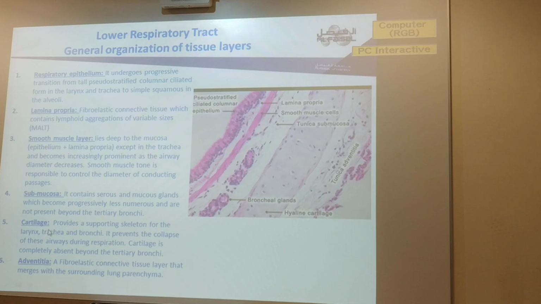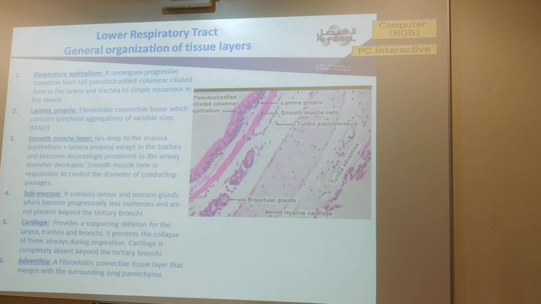Now, what is number 4? Connective tissue. Cartilage. Initially, you will see a complete ring of cartilage. Then cartilage will become thin. Then it will be divided into small plates. Then the number of plates will reduce. A time will come when there will be no cartilage. So as the airway becomes smaller, cartilage keeps on reducing, and then the adventitia is thick. So we start with 6 layers, then we reduce the number of layers, and we reduce the thickness of the different tissue layers.